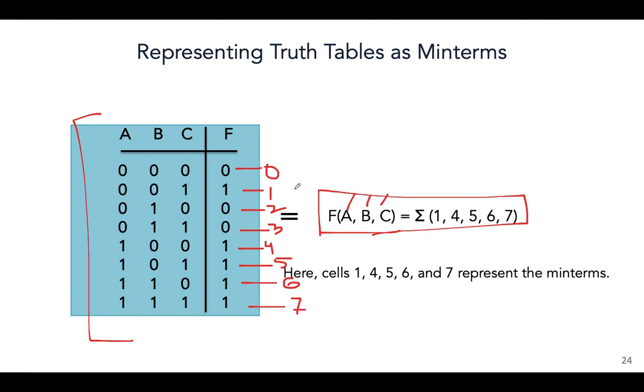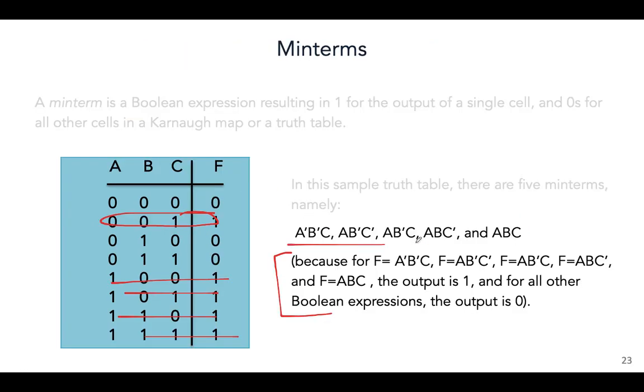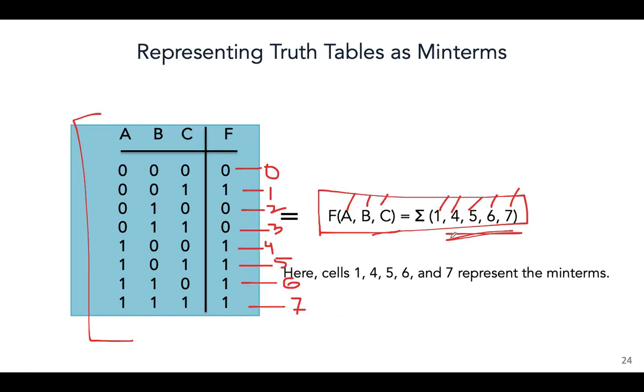Now, in which of these rows does a 1 appear? In first, fourth, fifth, sixth and seventh. So what we are doing essentially is simply listing the minterms. These are the minterms, right? We recognize these minterms, so in the form of minterms, this truth table can be represented like this.